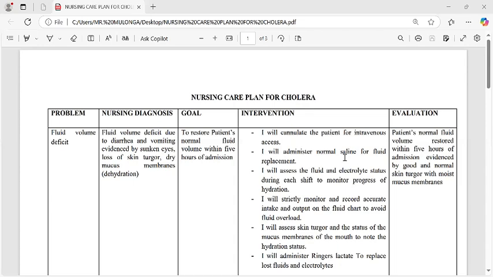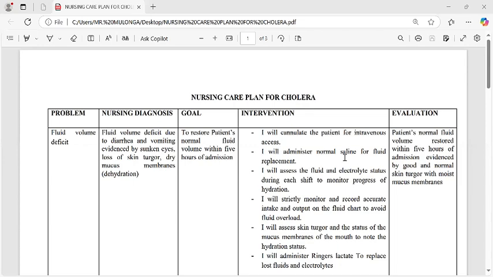From there, we move to the goal or objective for this problem. Our objective or goal is to restore the patient's normal fluid volume within 5 hours of admission. This goal in itself is SMART because it is realistic that we are going to give as much fluid in 5 hours, and it has a time component. Remember, each goal has to be SMART: specific, measurable, attainable, realistic, and time bound.